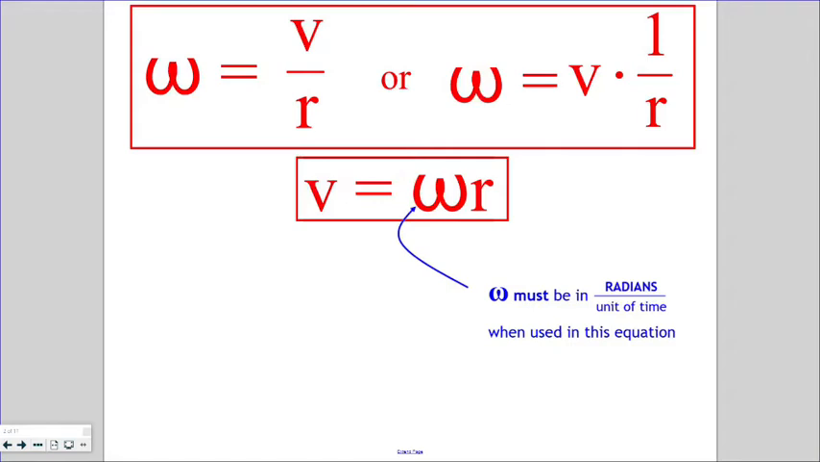Right? Angular velocity is equal to linear velocity times 1 over r. And then also, if we switch things around, the linear velocity is equal to the angular velocity times r. We had one important rule there, and that is that angular velocity must be in radians when we use it in the equation. Otherwise, the units aren't going to cancel out nicely. Okay? That becomes a little bit more relevant today.